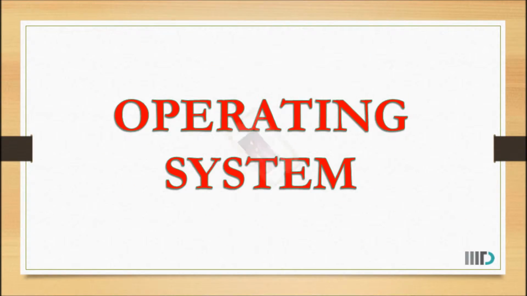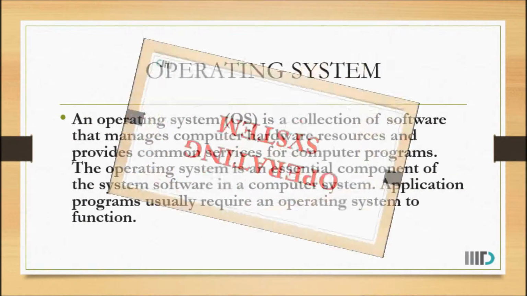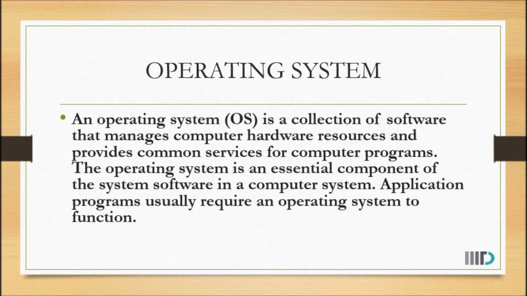Now let's go to the operating system. An operating system is a collection of software that manages computer hardware resources and provides common services for computer programs. The operating system is an essential component of the system software in a computer system. Application programs usually require an operating system to function.